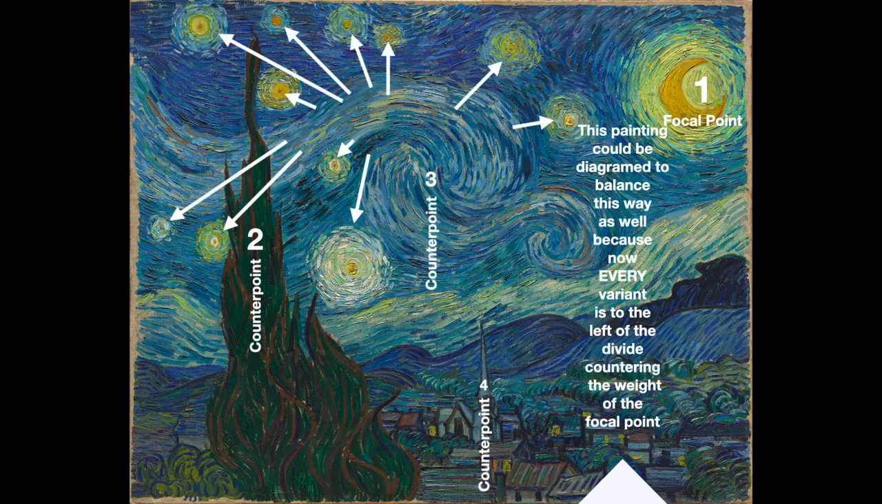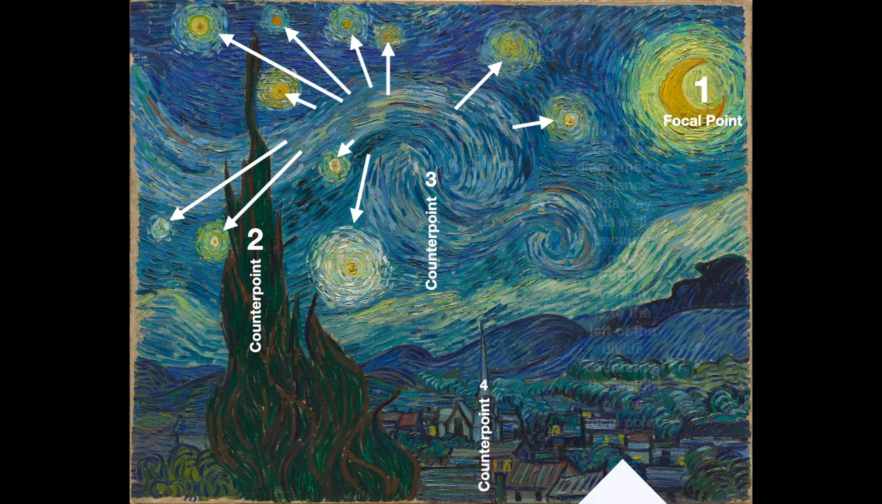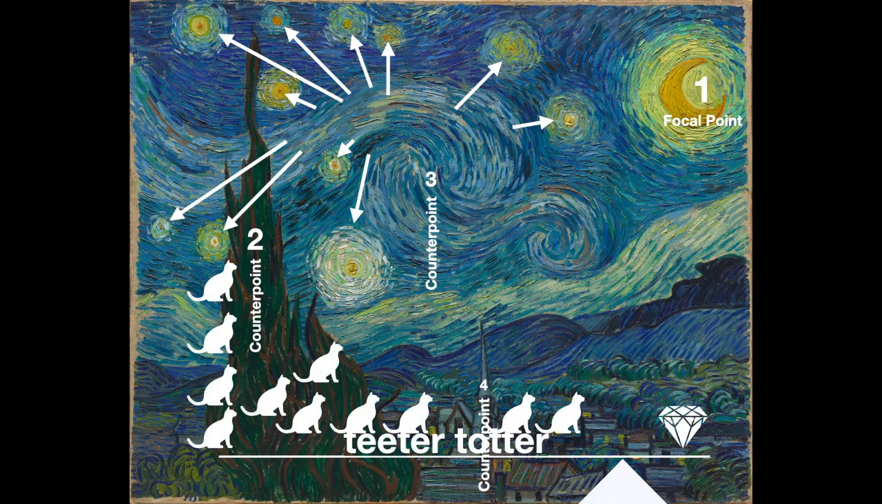This painting could be diagrammed to balance this way as well, because now every variant is to the left of the divide, countering the weight of the focal point. In cats and diamonds, it would look more like this. Yeah, that is a really heavy diamond, but a strong focal point so close to the edge can require a lot to counterbalance it. Van Gogh's aware of this, and he does it successfully even.